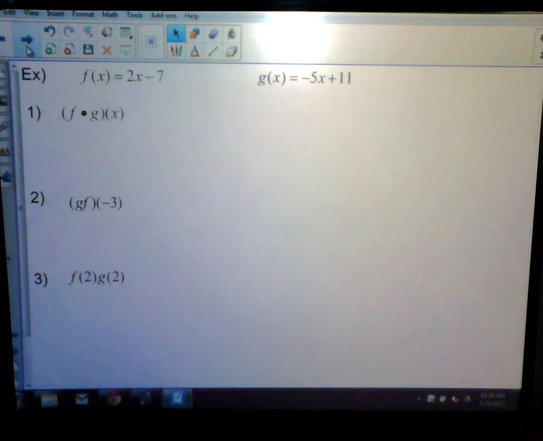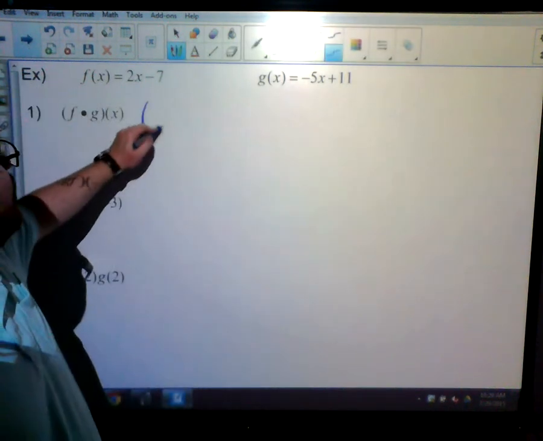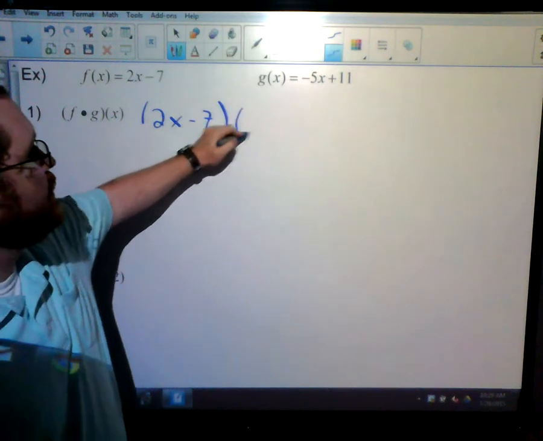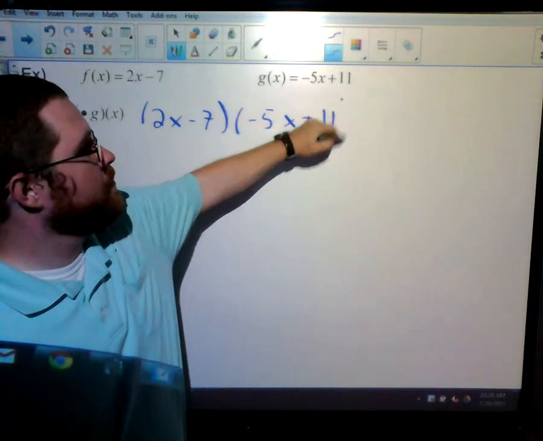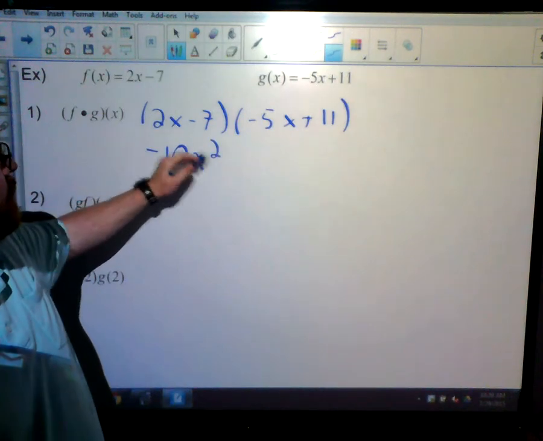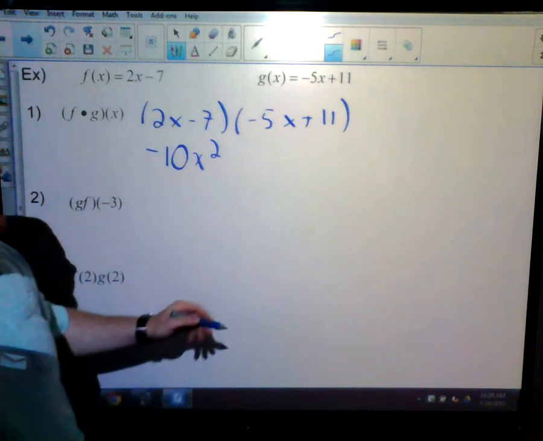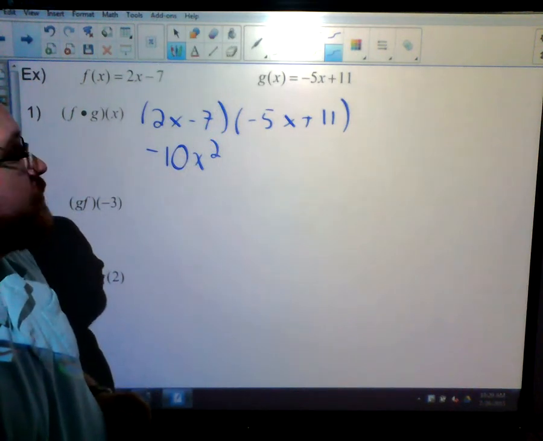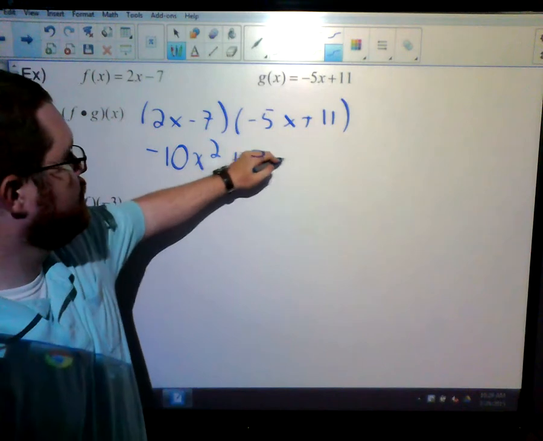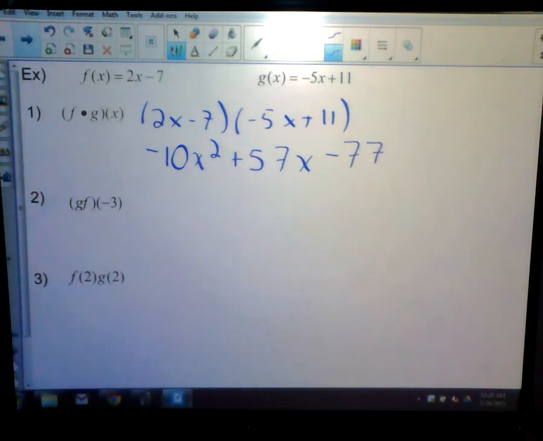So same two functions, f times g of x means to multiply these things out. So 2x minus 7, negative 5x plus 11. If you FOIL those, you get negative 10x squared, 22x plus 35x, so 57x, minus 77. And there you go.